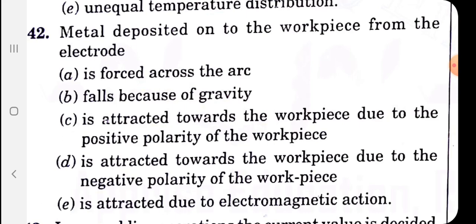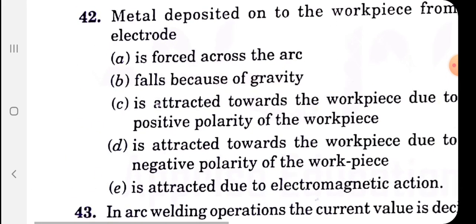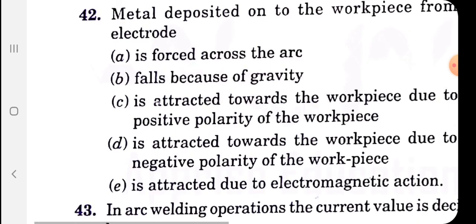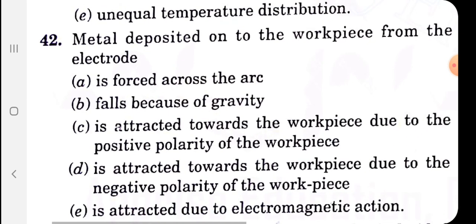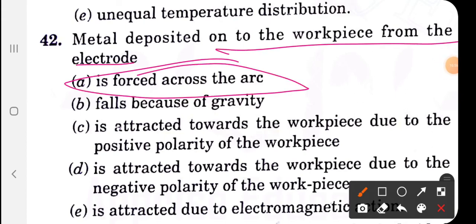Metal deposited onto the workpiece from the electrode is forced across the arc. It is not gravity, and not attraction due to polarity of the workpiece. So this is 42 is A, it is forced across the arc. That is 42 is A.